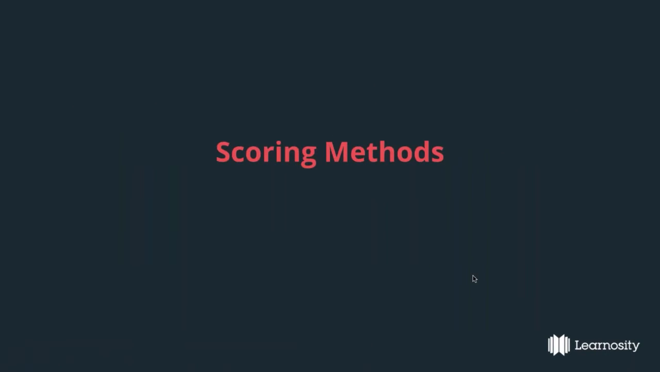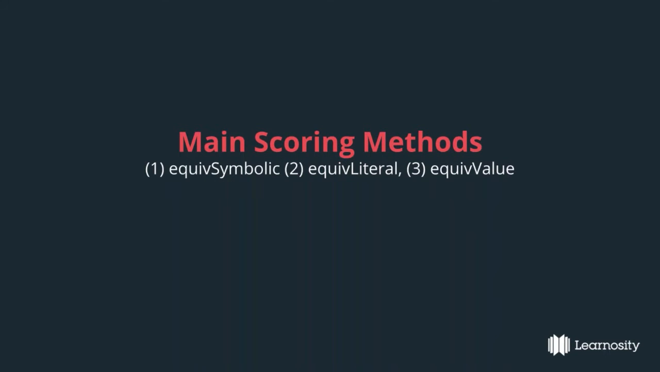Okay, so now that we know what LaTeX is and what MathCore is, we're going to jump right into looking at each of our scoring methods, and then we'll go and actually use them in the question editor. There are 10 different scoring methods, which is quite a lot, but there are 3 main ones that you need to know first: equivSymbolic, equivLiteral, and equivValue. Once you get your head around those 3, those are the ones you'll be using 99% of the time.